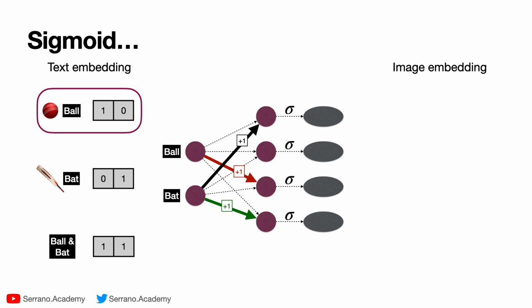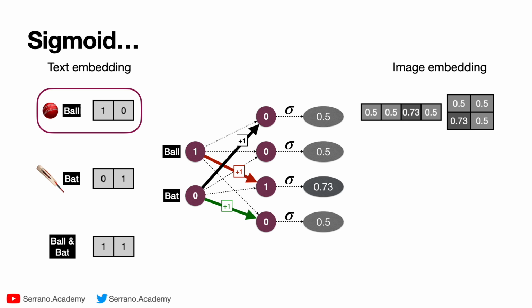1, 0 is going to go to 0, 0, 1, 0, because the ball goes to the image of a ball. Now, if I pass everything through a sigmoid function, I'm not going to get 0, 0, 1, 0. Unfortunately, I'm going to get 0.5, 0.5, 0.73, and 0.5. That gives me this image over here, which is kind of a ball but very fuzzy. You can sort of see the ball in the bottom left, but it's not so clear.